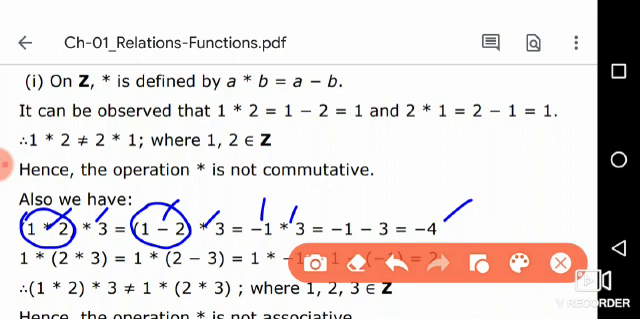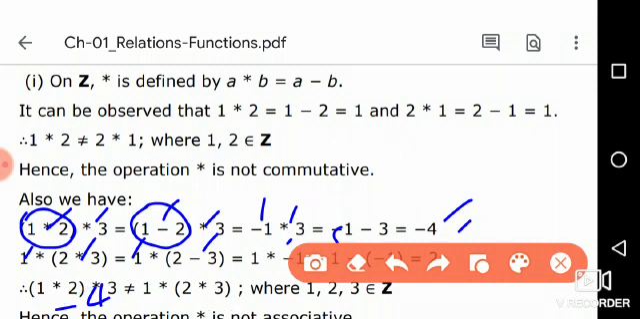Similarly, we check 1 star (2 star 3). 1 as it is, star of (2 star 3) is nothing but 2 minus 3. That gives 1 star minus 1. Therefore, it gives 1 minus of minus 1, that gives plus 2. But in this case, we find that (1 star 2) star 3 is not equal to 1 star (2 star 3), because (1 star 2) star 3 gives minus 4 and 1 star (2 star 3) gives 2. They are not equal, hence star is not associative.